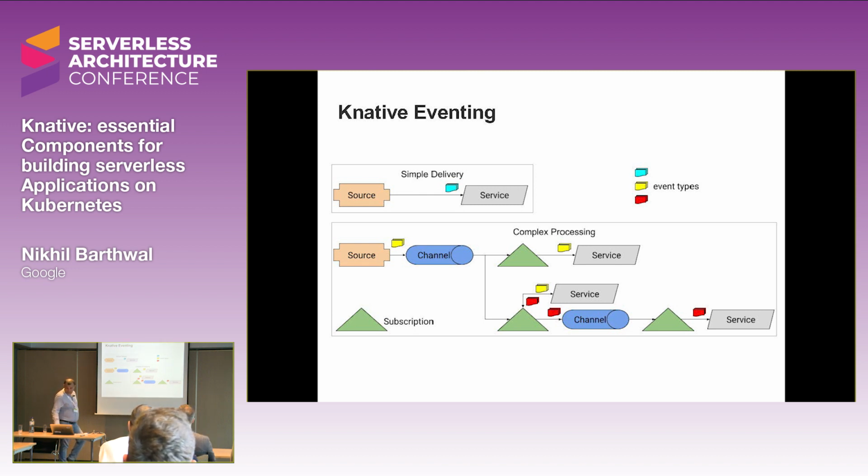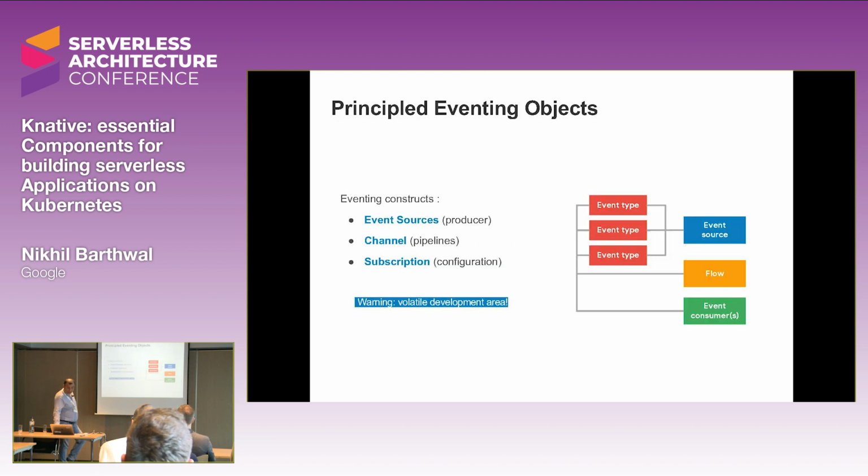These are your principal objects. So you obviously have some kind of producer that will produce the events. You have channels, and then you have subscriptions. And Knative is a very active project.